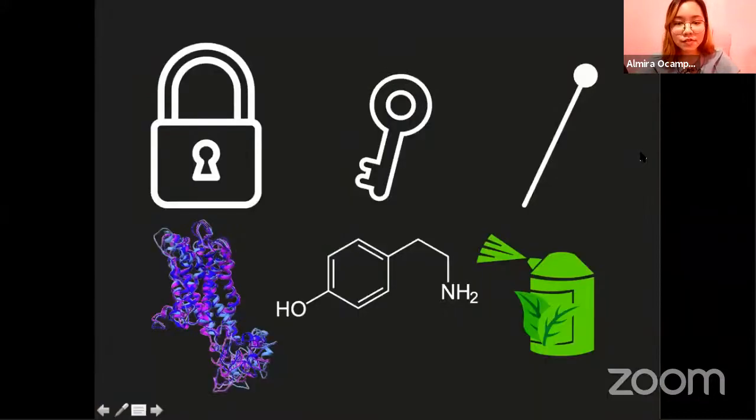Okay, so to simplify the concept leading us to the objective of the study, let us use a lock, key, and stick analogy. Let us depict the tyramine receptor as the lock, the tyramine, or the activator of our receptor, as the key to unlock it, and the biopesticide that we are looking for as a stick that fits into the lock but obviously will not unlock the lock. Okay, so next slide.